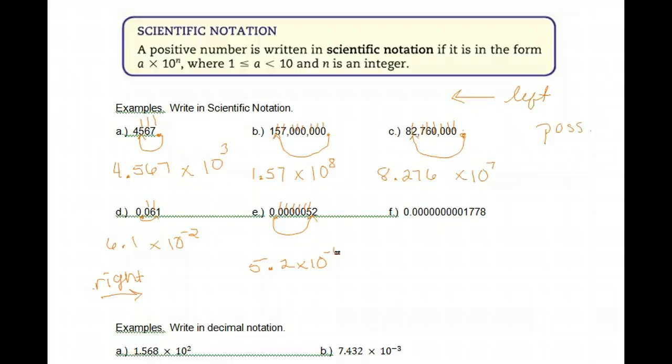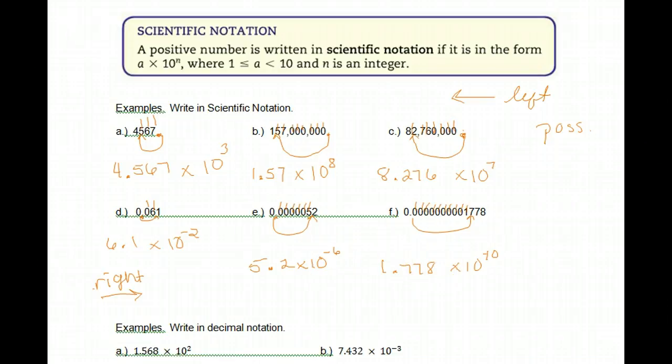Okay, by now everyone should have had an opportunity to complete letter F. You should have picked that decimal point up and moved it all the way over here in between the 1 and the first 7. So we should have 1.778 times 10 to the 1, 2, 3, 4, 5, 6, 7, 8, 9, 10th power. Excuse me, negative 10th power.